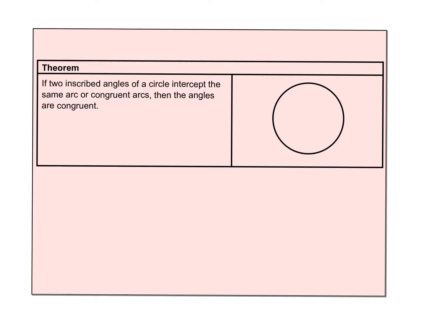Off of that idea, it should make sense that if I've got an inscribed angle and another inscribed angle that intercepts the same arc, you see how they both intercept this arc. Since they both intercept the same arc, these two are going to be equal to each other. They both have to be half of the arc, so the angles are congruent. If the arc was 80, both of those would have to be 40. That would be my answer.